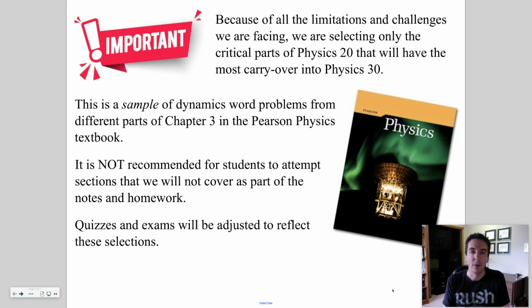So I know some of you guys are sometimes in the habit of, okay, well, if I'm assigned these questions, I'm going to do all the questions to prepare best for quizzes or exams and stuff like that. Because of all the limitations that we have, we're only going to select certain portions of the course to teach you guys for the remainder of the semester. So this is a sample of dynamics word problems from chapter 3. It is not recommended that you just try something on your own. You can try it, but it won't be tested. It won't be part of the course. So just focus on the stuff that we're emphasizing, and then we'll be good from there.